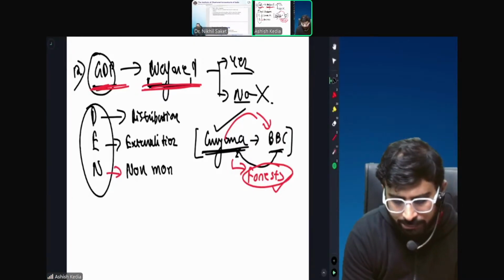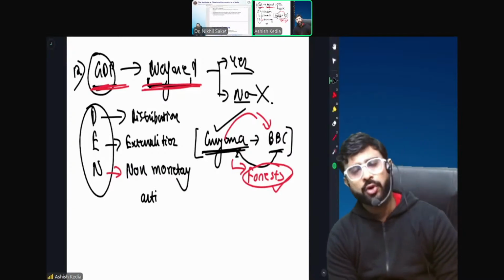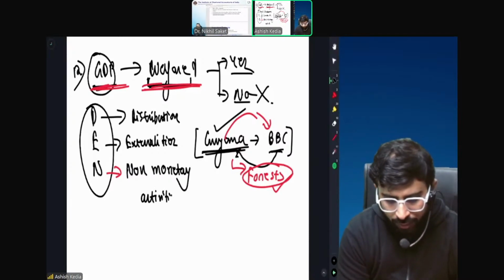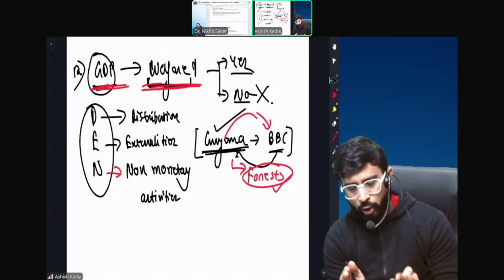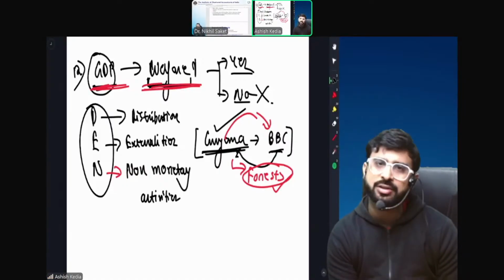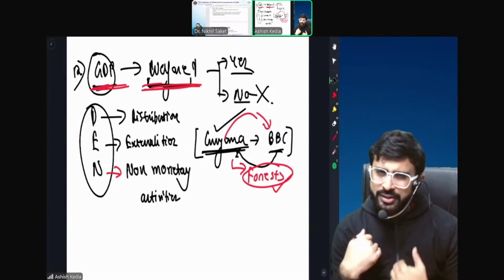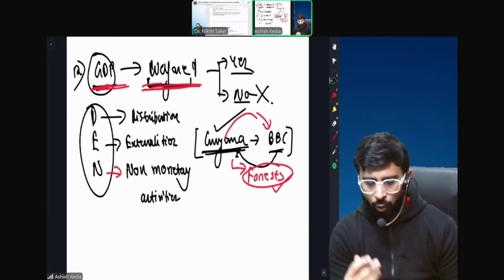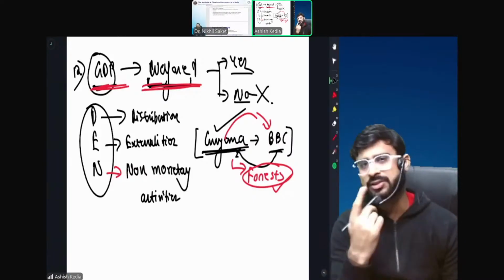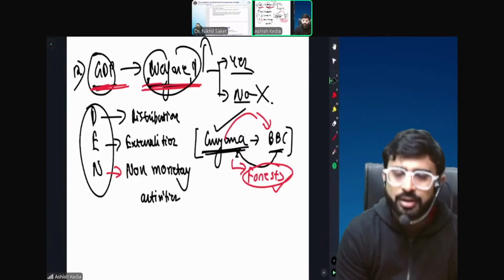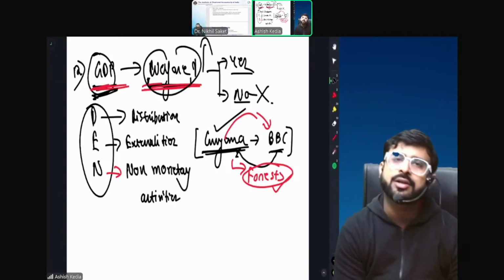Non-monetary activities. So friends, I will tell you about my mother. My mother is a housewife, okay? Now, she prepared lunch on time so that I could be ready for taking this class on time. So is this not increasing my welfare? What my mother has been doing for me, yes, it is increasing my welfare. But is GDP increasing?